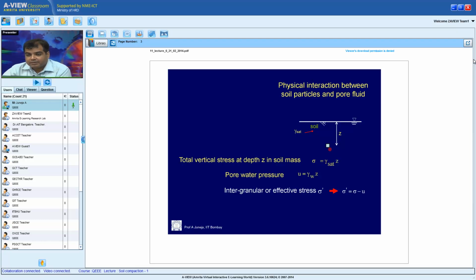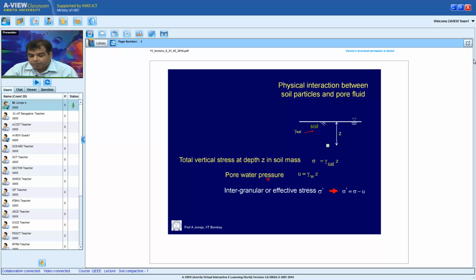Take the example of the legend of Atlas, I think it's a Greek legend. He's carrying the earth on his head at this level. That's the overburden you're carrying. So it effectively means gamma saturated, the unit weight of this soil, times z. That's the total vertical stress at this level.